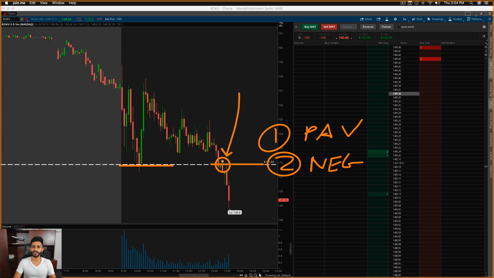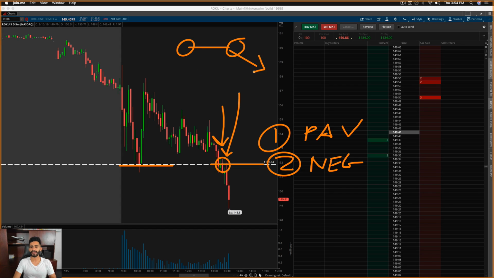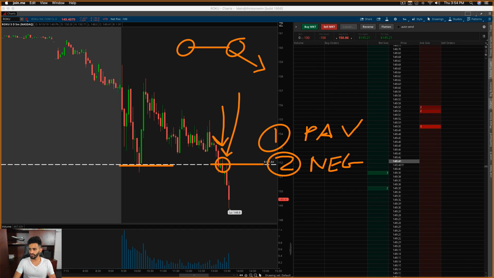What is the negative catalyst? The negative catalyst is that their competitor Apple has announced that they're releasing a streaming service and charging $4.99, and obviously them coming out with the streaming service is going to affect Roku. Right? If Apple comes out with a product, that's obviously going to affect their competitors in a negative way, and that is happening to Roku.